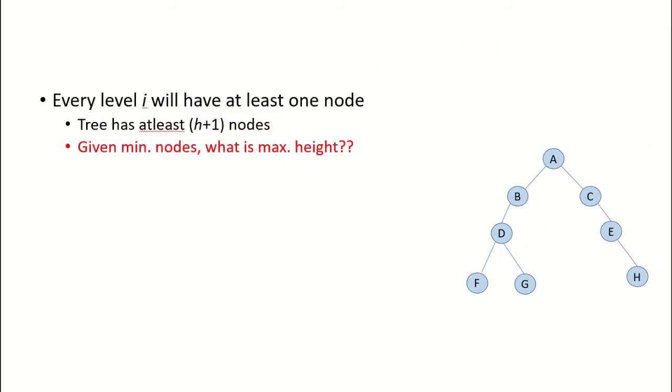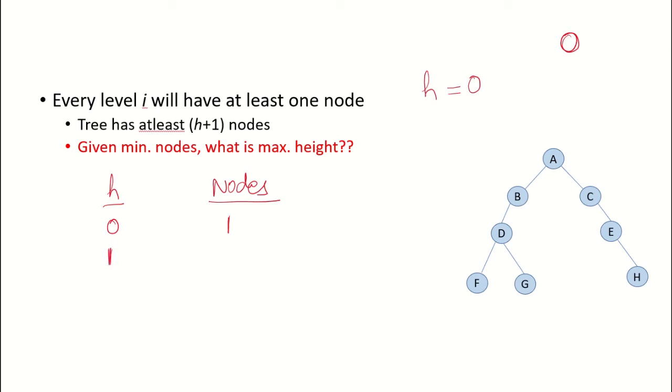So we have now seen that given the height h, what can be the maximum number of nodes. Now we have to see what can be the minimum number of nodes. Suppose the height of the tree is 0. So if the height of the tree is 0, then the minimum number of nodes can be 1, because that would be the root node.